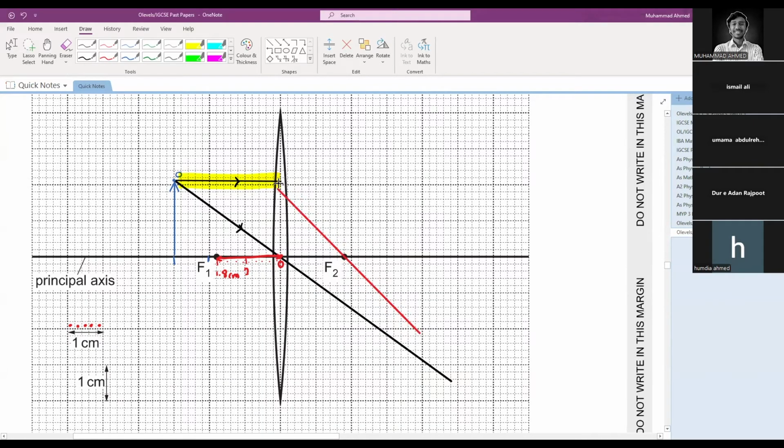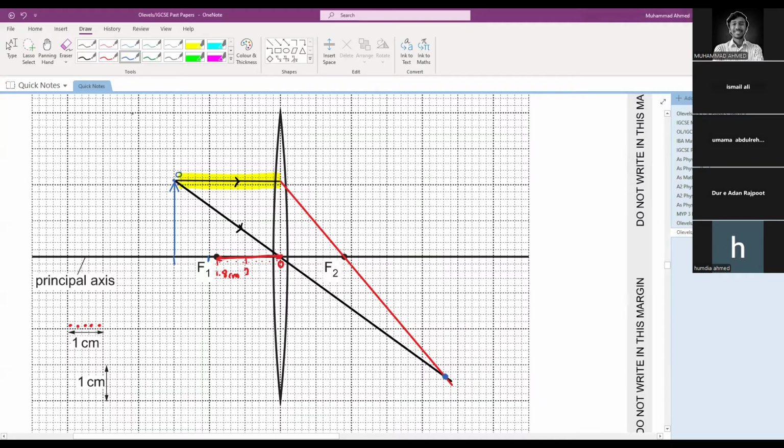Let me make it correctly. Will pass through the focal point like this. ठीक हो गया. This is your focal point से pass होती हुई. All clear up till now? Do you get it? That your image is being formed here. Your image is getting formed here.